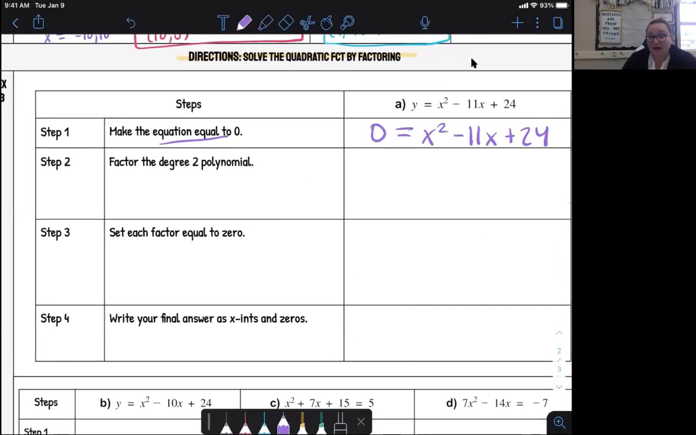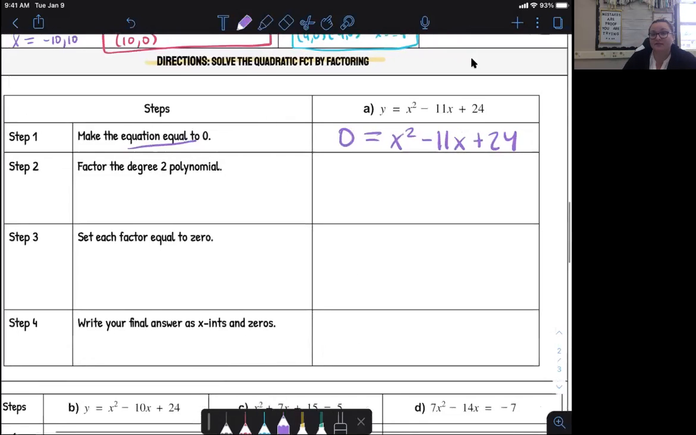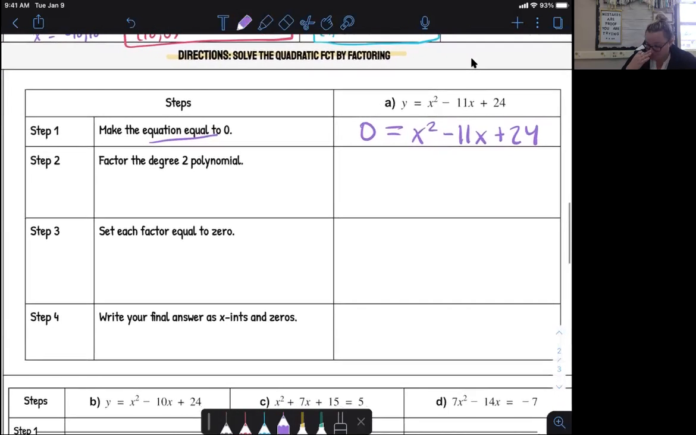Then you need to factor the degree 2 polynomial. So we need to factor the right-hand side. So 0 is equal to, well, all right. So to factor, remember a was 1, b is 24. 1 times 24 is 24. My factors of 24: 1 and 24, 2 and 12, 3 and 8, 4 and 6. Which of those factors add or subtract to get us that negative 11x?